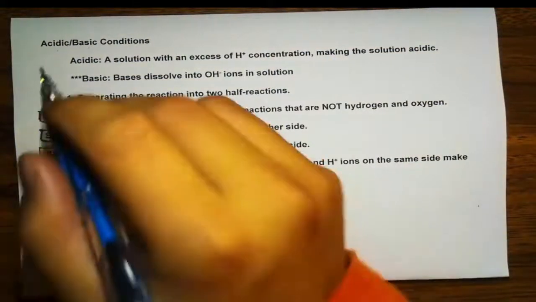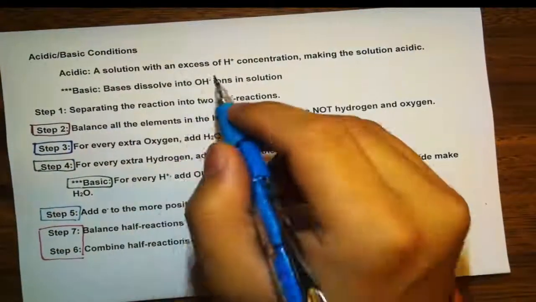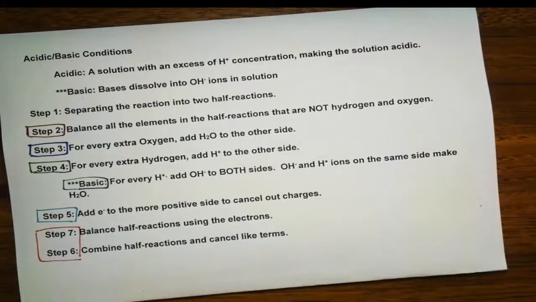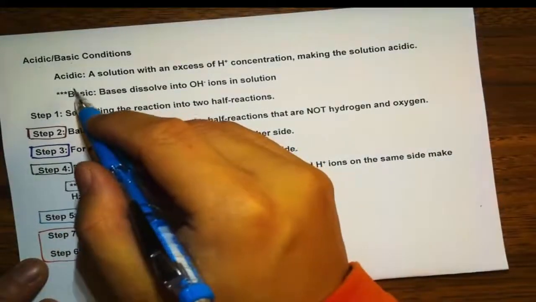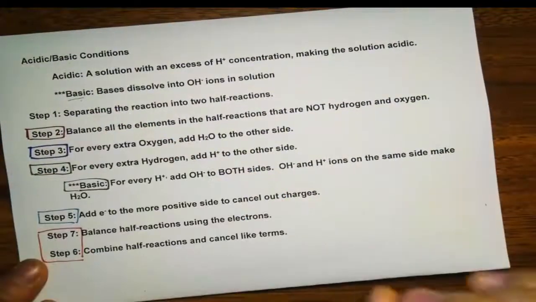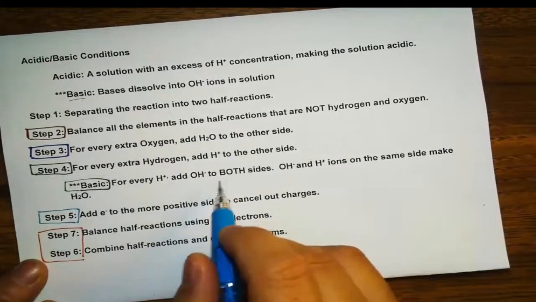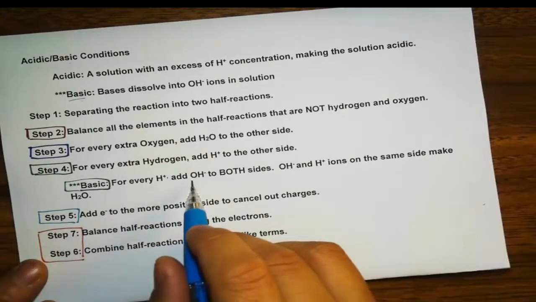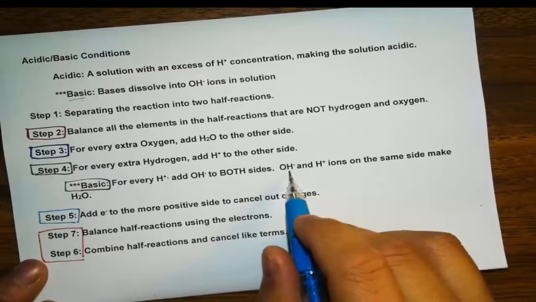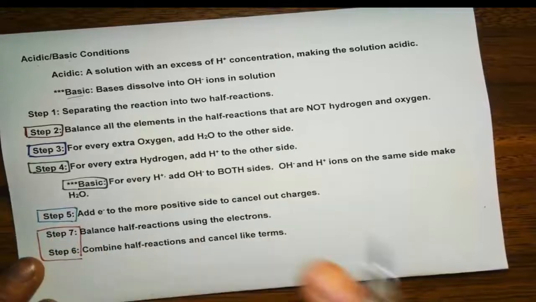But now we have redox reactions that happen in either an acidic solution or a basic solution, and that kind of changes everything, because in an acidic solution you have excess H+, whereas in a basic solution you would have OH- ions. So how is that going to change the steps in balancing redox reactions in this specific condition? Well, first of all, the good thing is that both of them are very similar, except for the basic solution, which we will cover in more detail, and it just has one specific step added to it, which is for every hydrogen ion, you add OH- to both sides, and if the OH- and H+ are on the same side, we would change them into H2O, but we'll get to that later.